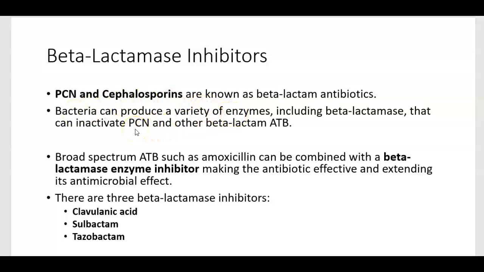So we're giving the patient an antibiotic, penicillin, to kill the bacteria, but the bacteria is producing an enzyme that inactivates the medication. So what you may see sometimes is an antibiotic that's combined with a beta-lactamase inhibitor, an enzyme inhibitor. So we'll have that penicillin that works well along with the medication that prevents that enzyme beta-lactamase from inactivating the antibiotic. So broad spectrum antibiotics such as amoxicillin can be combined with beta-lactamase enzyme inhibitors, making the antibiotic effective and extending its antimicrobial effects. And here are just some FYI, the three beta-lactamase inhibitors that you may see combined with another medication.